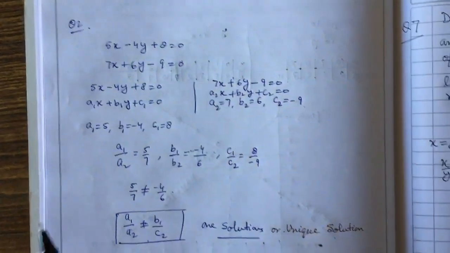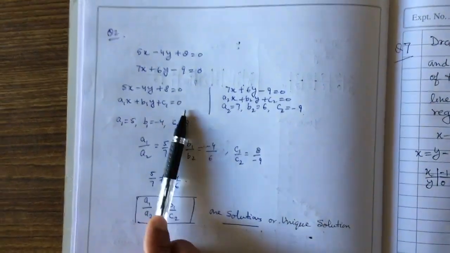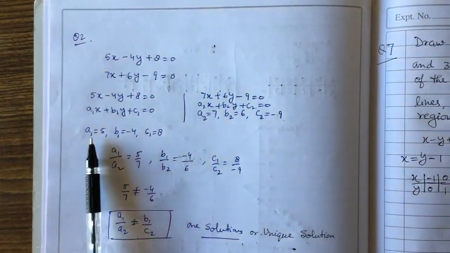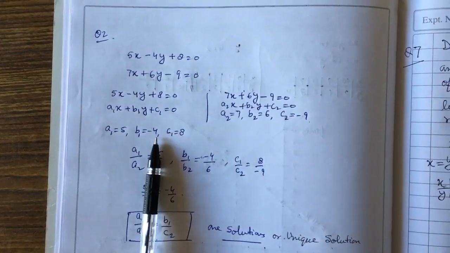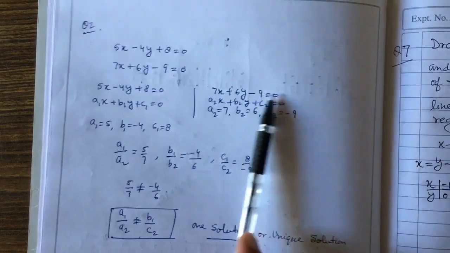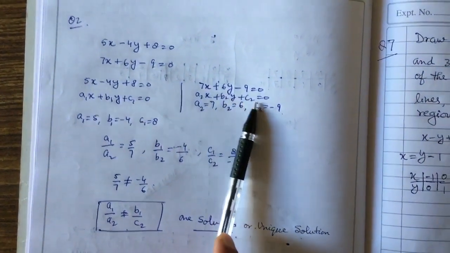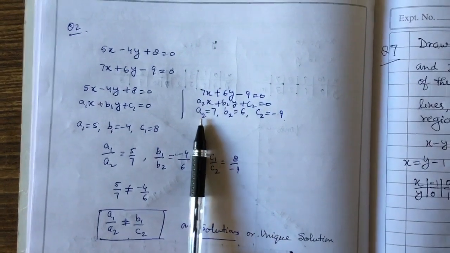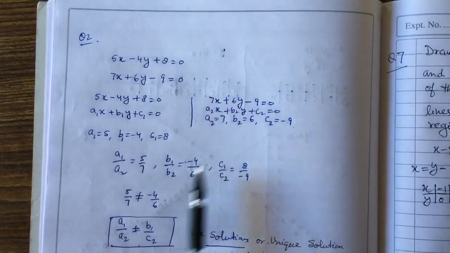Compare this equation with a1x plus b1y plus c1 is equal to 0. On comparing, you will get a1 is equal to 5, b1 is equal to minus 4 and c1 is equal to 8. This is the second equation. Compare with a2x plus b2y plus c2 is equal to 0. You will get a2 is equal to 7, b2 is equal to 6 and c2 is equal to minus 9.